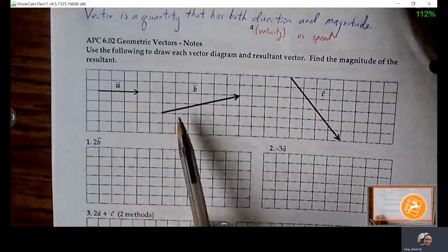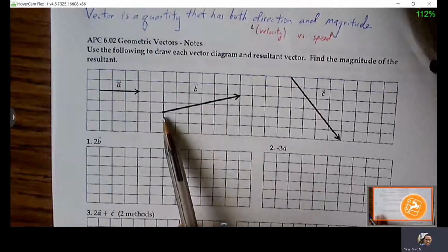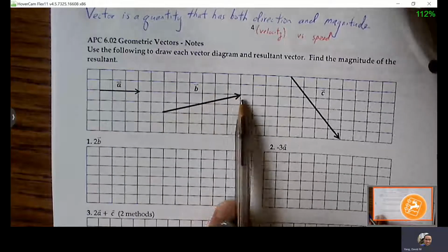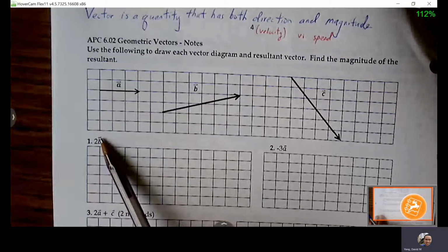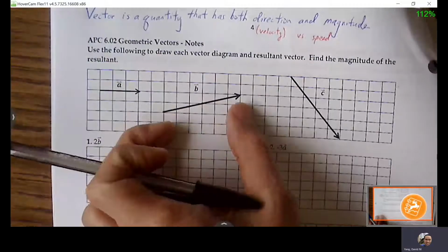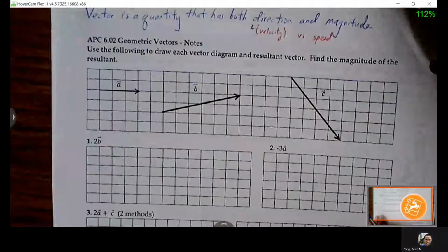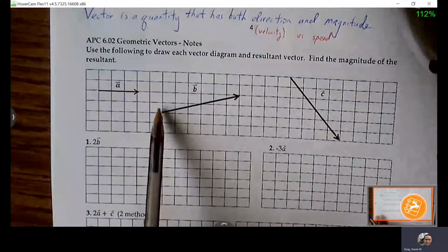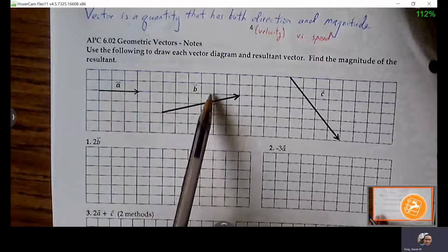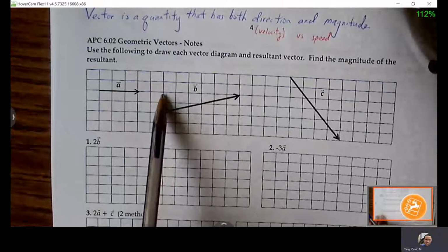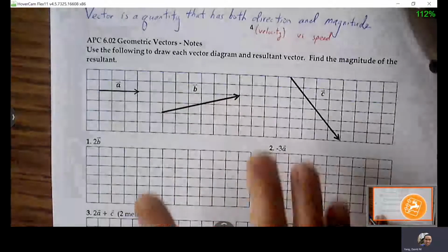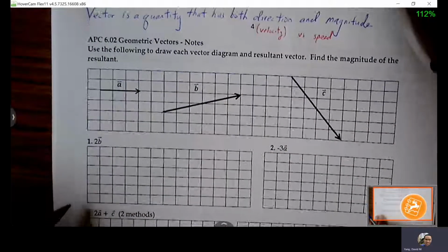So here we have vector B. You see vector B has this direction and also has this distance. We're going to take this vector B and make it have the same direction, but twice as long. This vector B starts at this point and goes up to and over 1, 2, 3, 4, 5, 6. That's the length and direction of our vector.